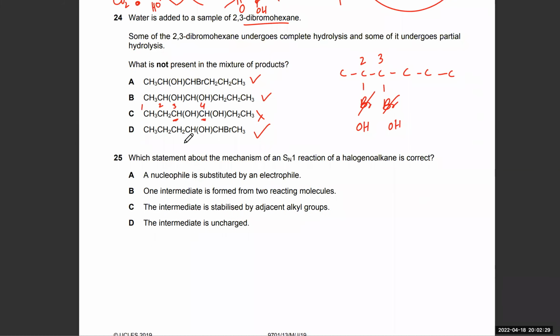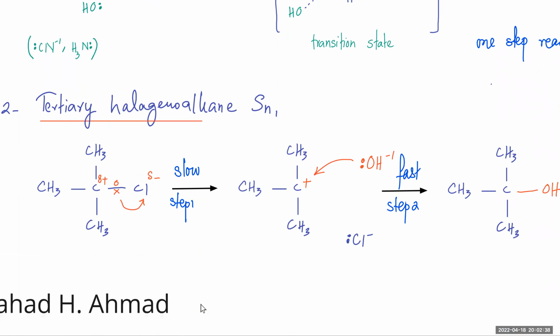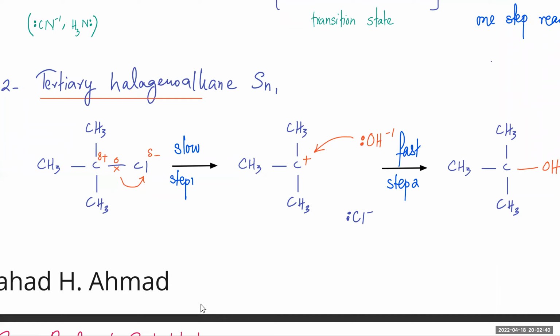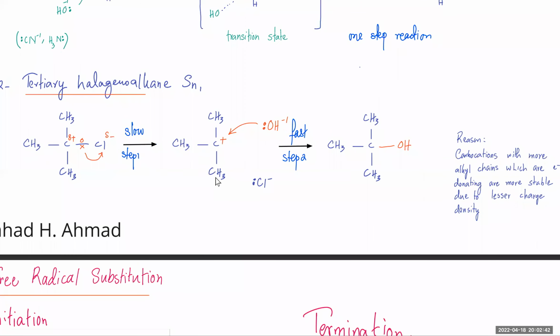Yes, sir. So which statement about the mechanism of an SN1 reaction of a halogenoalkane is correct? Let's quickly go through SN1, which is for tertiary halogenoalkanes, because tertiary carbocations are really stable. So the Cl breaks away first and a carbocation is formed, and then the nucleophile, which can be OH-, or NH3 or CN-, comes in. So that's the simple SN1 mechanism for a tertiary halogenoalkane.